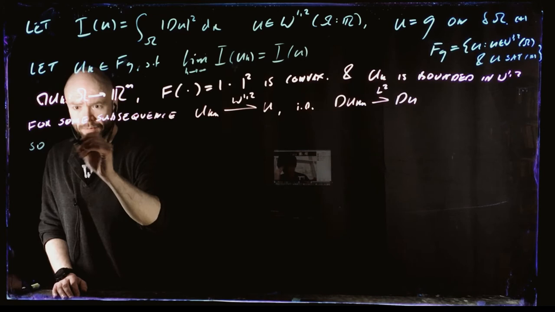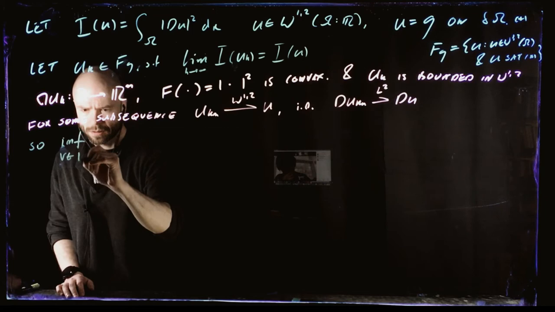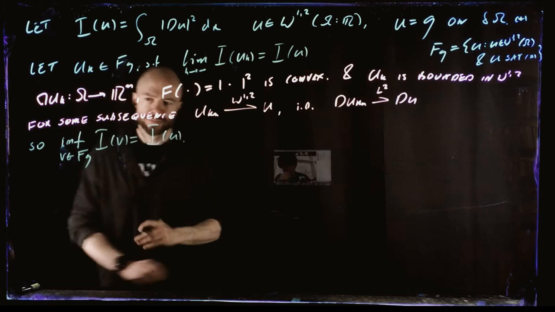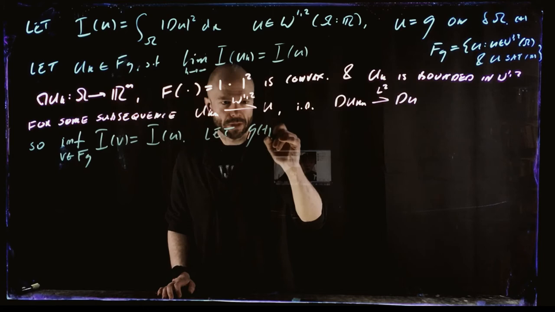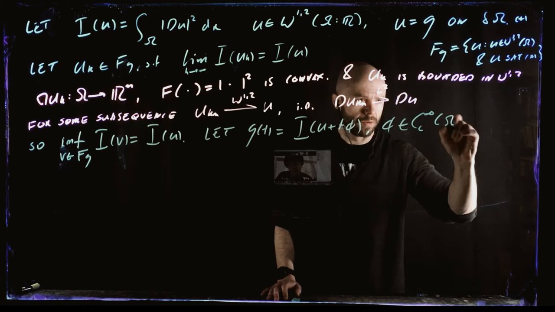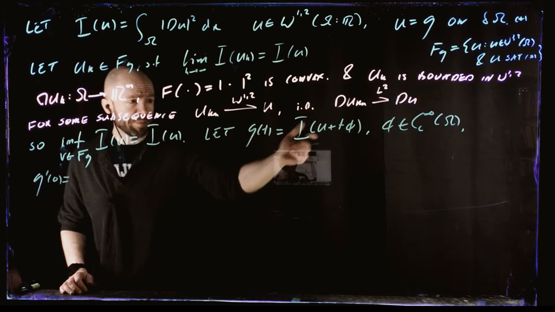So the infimum over all functions, let's call them v, belonging to F_g of I of v is given by this u, right? So if we let g of t, and we've done this before, be I of u plus t times phi, where phi is a compactly supported test function inside our region, yeah? Then g of t has a minimum when t equals zero, yeah? And therefore it's a critical point, so g prime at zero is what happens when we differentiate this.